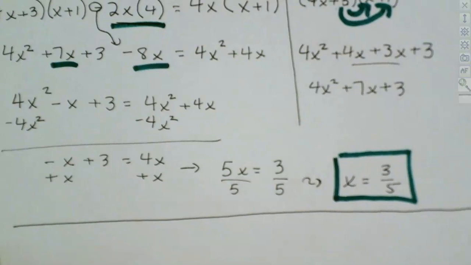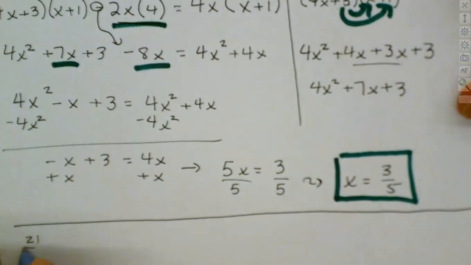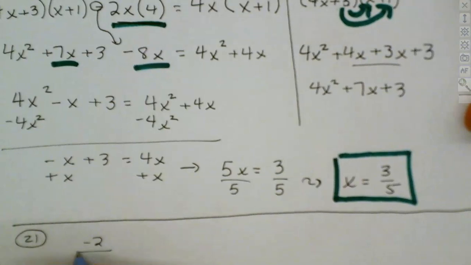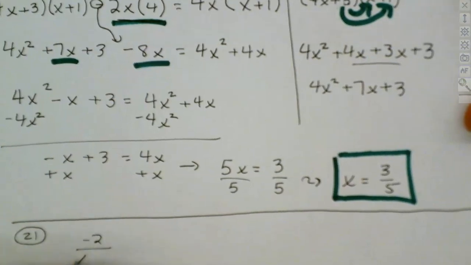So let's try another one. That was one of the easier ones, believe it or not. Let's now look at 21. And 21 is going to require us to factor a little bit.